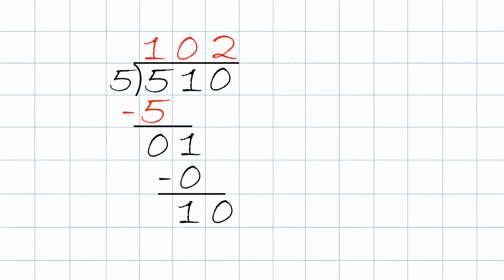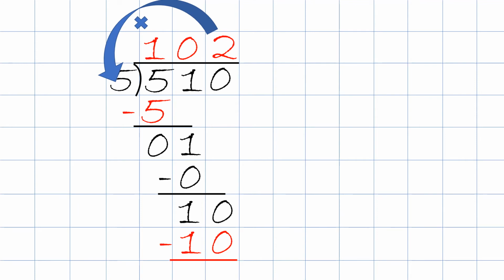And once again, we take 2 times 5. The answer will be 10. We write the 10 right down here below the other 10. And then we subtract. 10 minus 10 will be 0. When the answer is 0, we don't have any more to bring down. That means we do not write remainder 0. So the answer will just be 102. So 510 divided by 5 will be 102. 102 is the quotient.